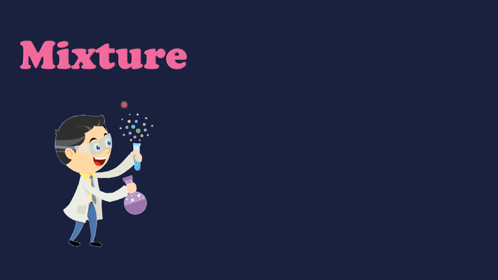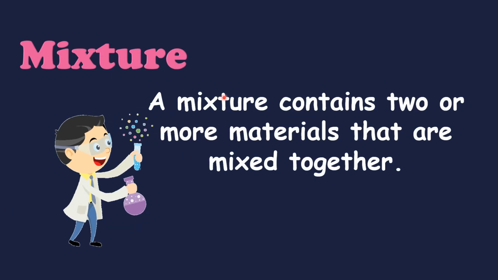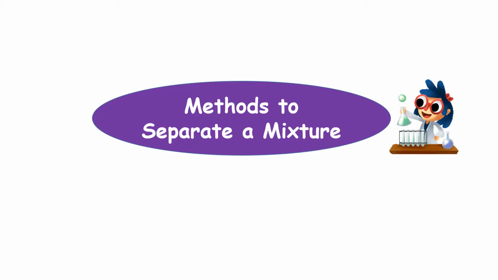First of all, let's recall what is the meaning of this word, mixture. A mixture contains 2 or more materials that are mixed together. Okay, mixture ialah campuran. 2 atau lebih bahan yang dicampurkan sekali. And then, let's look at the methods to separate a mixture. We already learned 5 methods to separate a mixture.